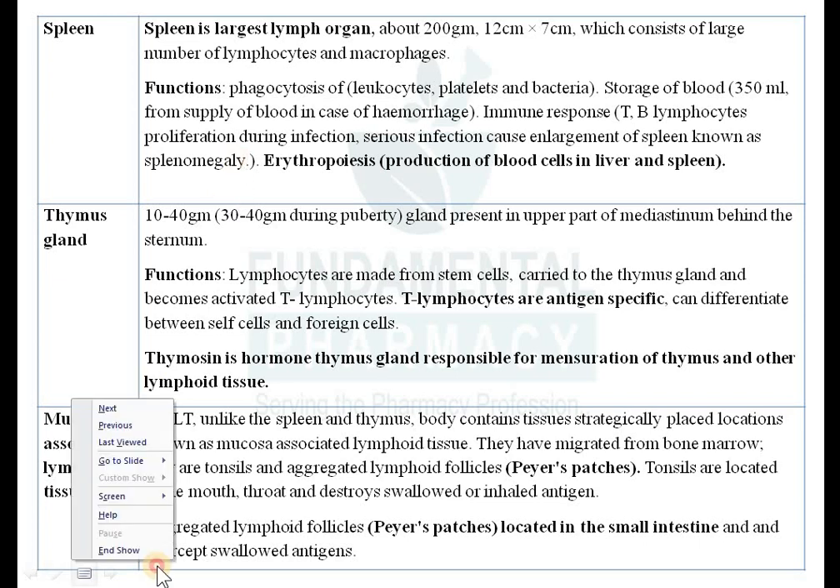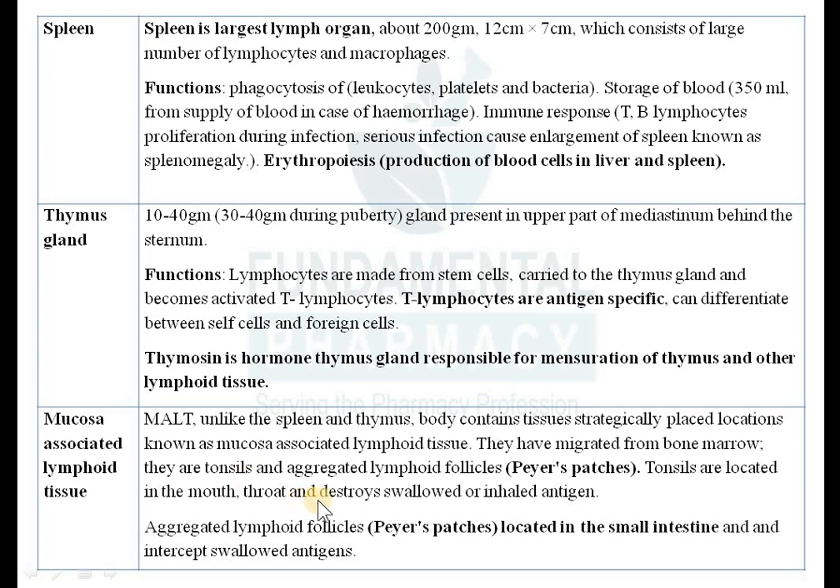For example, tonsils and aggregated lymphoidal tissue, lymphoidal follicles present in the intestine. They are known as Peyer's patches. A question has come from this once, so you have to be clear about it.